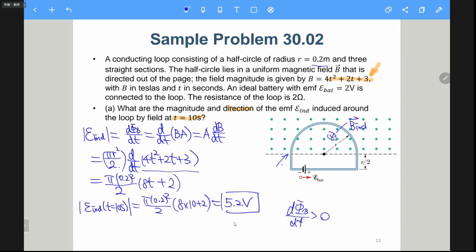And in that case, using the right hand rule, your thumb pointing into the page, your forefinger will be clockwise. So the direction of the induced current is clockwise.